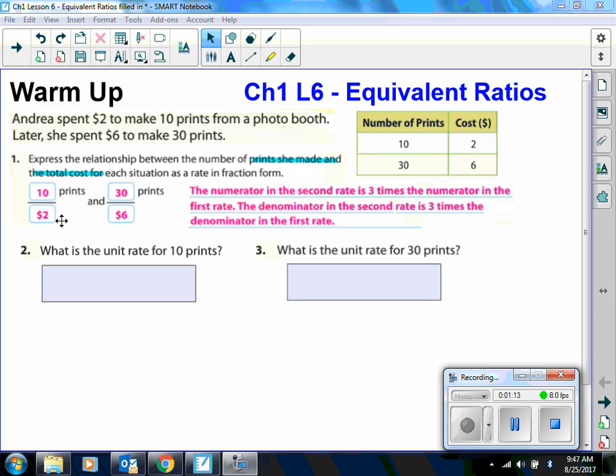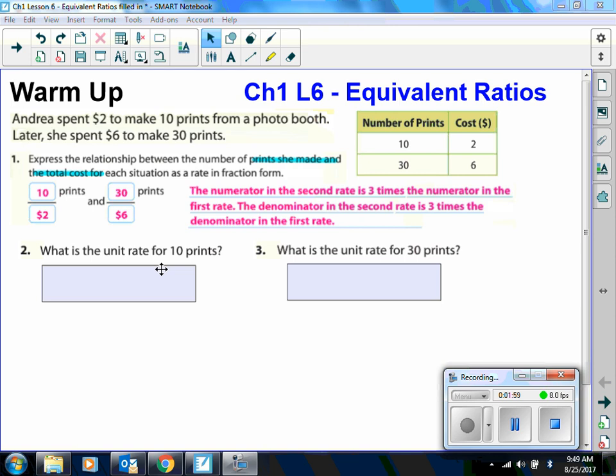If you look at those fractions, it says the numerator in the second rate is 3 times the numerator in the first rate. So if I look at this first one, all I have to do is multiply 10 times 3 to get 30, right? The denominator, if I multiply it times 3, I'm going to get 6. Does everybody see that? So because we multiplied by the same number in the numerator and the denominator, what does that tell us about these two ratios? That tells us that they are equivalent to each other. Is everybody clear? So those are equivalent ratios.